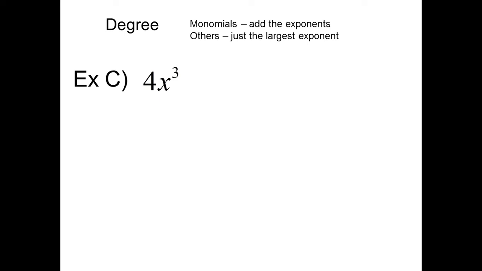So if you notice here, this is a monomial. My monomial says add the exponents. So I'm going to add 3 plus, there's nothing else, 3 plus 0, so my nice degree is a simple 3. Again, I'm trying to find the degree. The degree talks about the different type of polynomial it is, but we're not going to stress it too much.